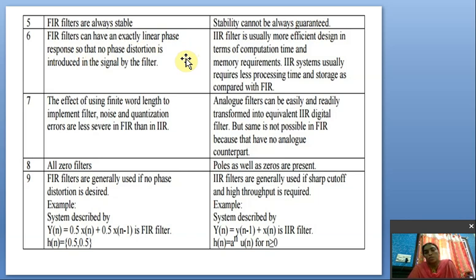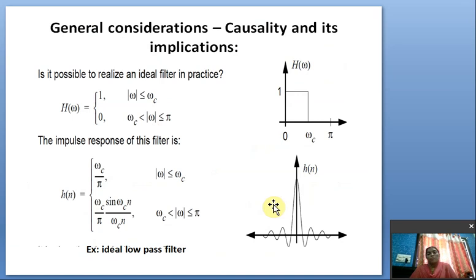It usually requires less processing time and storage as compared with FIR. Here the effect of using finite word length to implement the filter, noise and quantization errors are less severe in FIR than in IIR. Okay. So analog filters can be easily and readily transformed into equivalent IIR digital filters, but the same is not possible in FIR because they have no analog counterpart. FIR are all-zero filters. In IIR, both poles and zeros are present. Now FIR filters are generally used if no phase distortion is desired. So these are used if sharp cutoff and high throughput is required. Okay. So now these are the differences between the IIR and FIR.